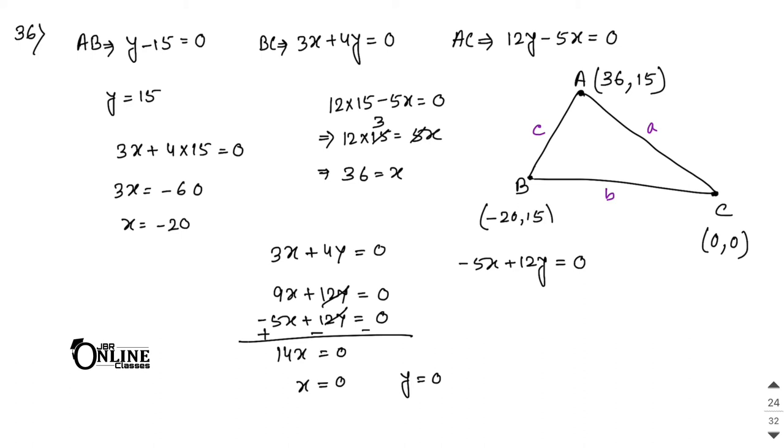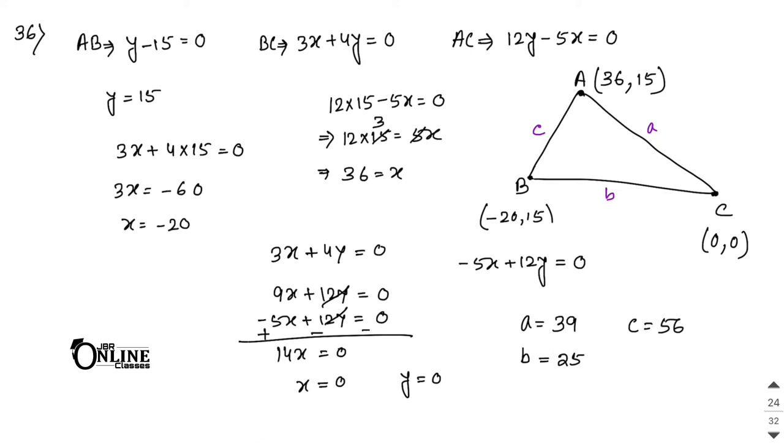Suppose A is the length of AC. So A equals root over 36 whole square plus 15 whole square, and that will be 39. And B is the distance between B and C. So it will be root over 20 square plus 15 square, that equals 25, and C is the distance between AB and that equals 56.